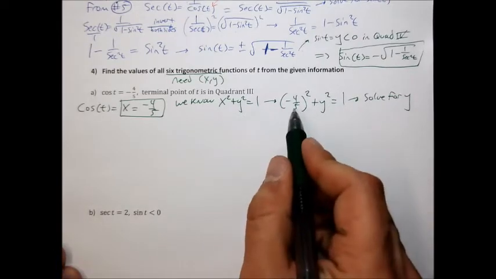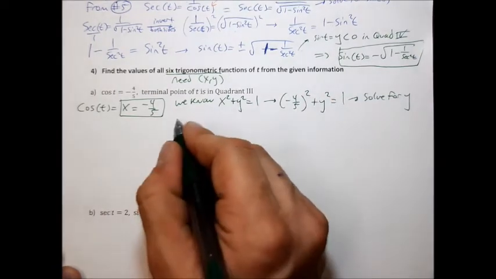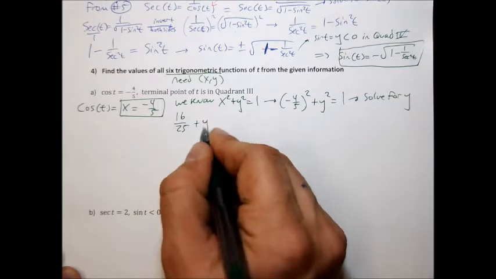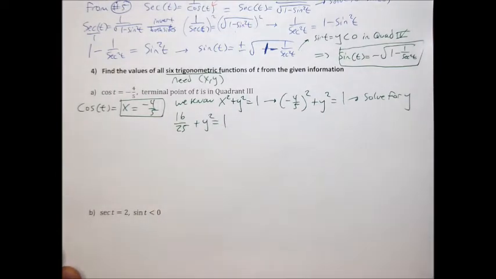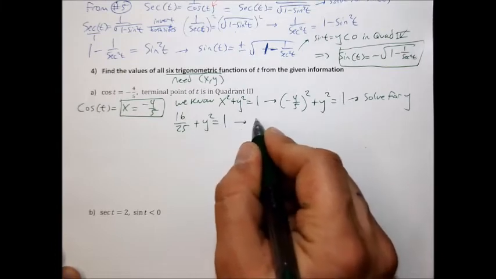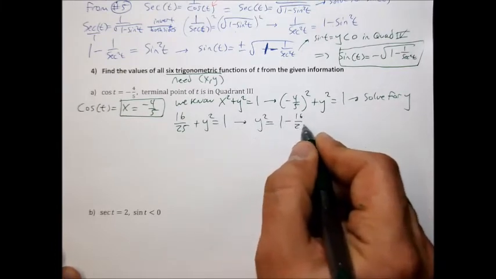So when we square minus 4/5, we just square both the numbers. And so that's 16 over 25 plus y squared equals 1. Let's get y by itself. And so we want to subtract the 16 over 25 over to the other side.